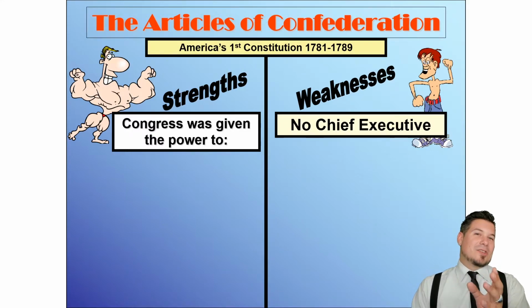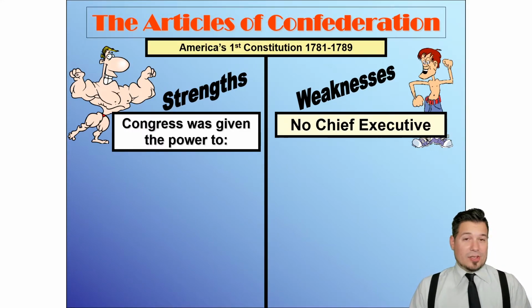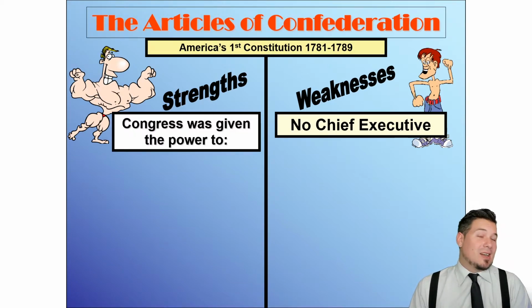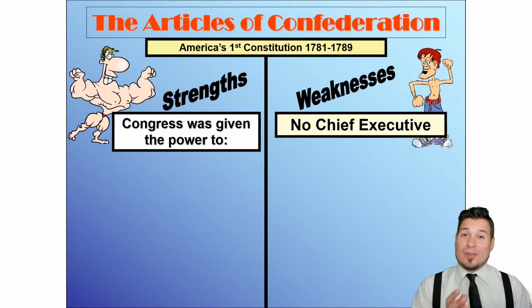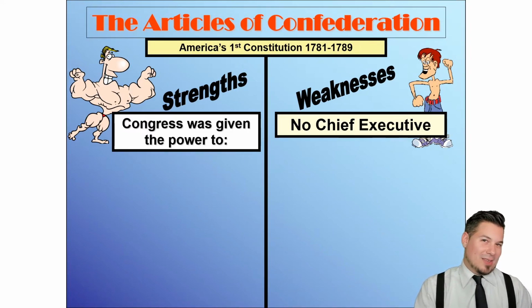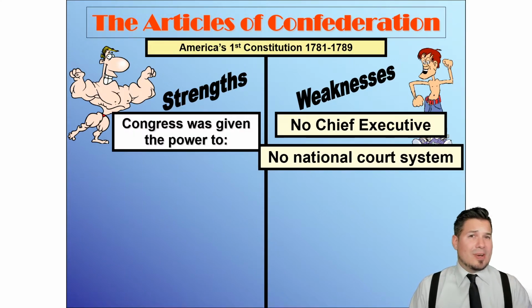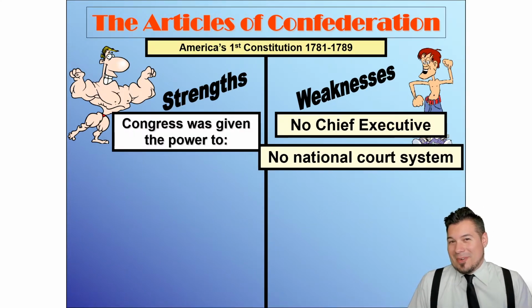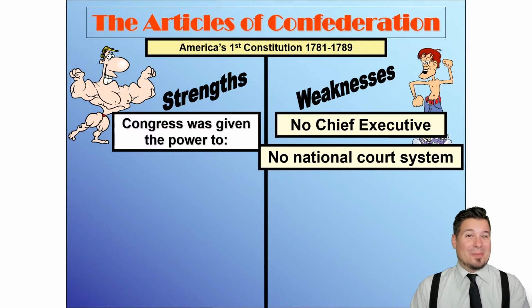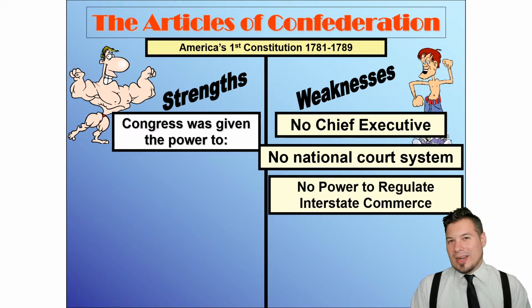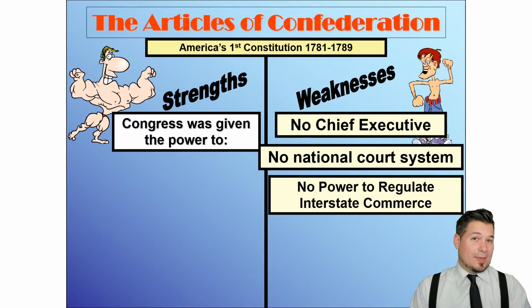Well, technically, they didn't have a chief executive. Under the Articles of Confederation, we didn't have a president like we have today. There was no executive branch. Now, there was a president of Congress, but that really wasn't the same type of role as the president today. There was no national court system. In fact, there was no judiciary branch. Insane to think, but we think about the three branches today. Well, this is only really one branch, and that's Congress. That's legislative. They have no power to regulate interstate commerce, which again is trade between the states.